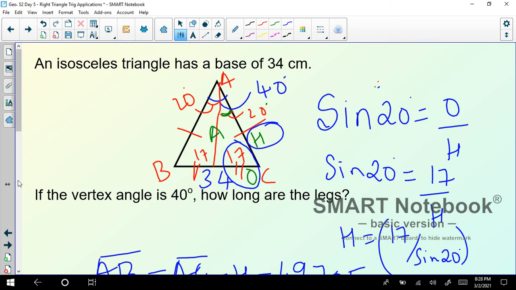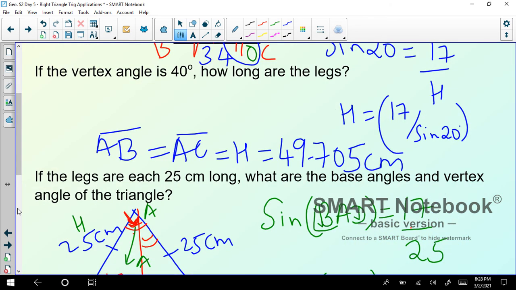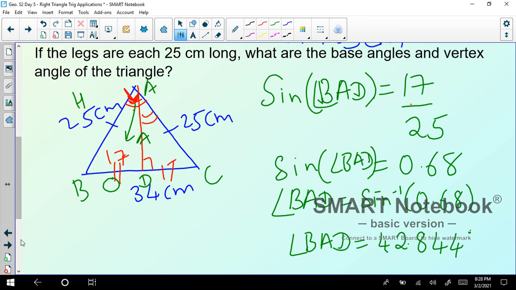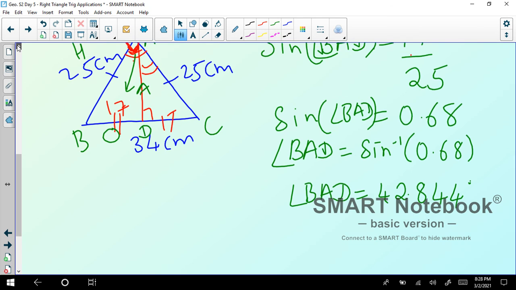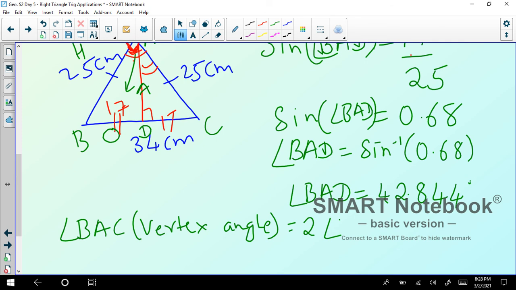what were they interested in? They were interested in the vertex angle and the base angle. So first, to get the vertex angle: the vertex angle is this whole thing, angle BAC. Angle BAC is your vertex angle, which is going to be twice angle BAD, because angle BAD and angle CAD are congruent. So multiplying by 2, I get the vertex angle as 85.687.